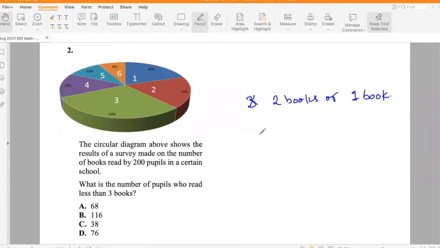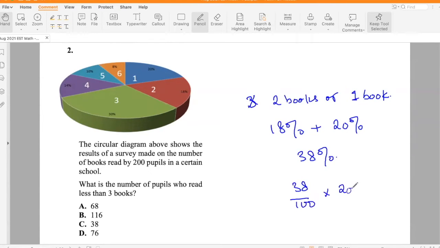So 2 books is 18%. And 1 book is 20%. So that's a total of 38%, right? So we have to find 38% of 200. So that's 76, option D.